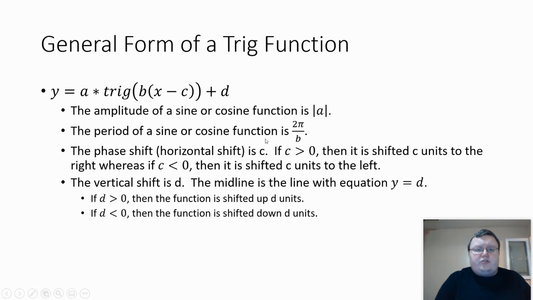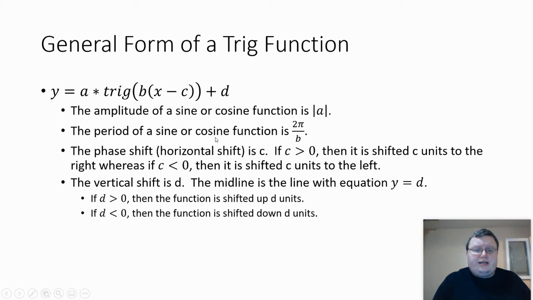So, first of all, the general form of a trig function. Let's discuss that real quick. It is y equals a times the trig of b times parentheses x minus c, all closed in parentheses, plus d. The amplitude of a sine or cosine function is the absolute value of a. Sine and cosine are the only functions that are going to have amplitude. We really didn't get to talk about tangent functions. That's something we'll maybe do once we are back together face to face, or we'll figure it out. So the period of a sine or cosine function is 2 pi divided by b.